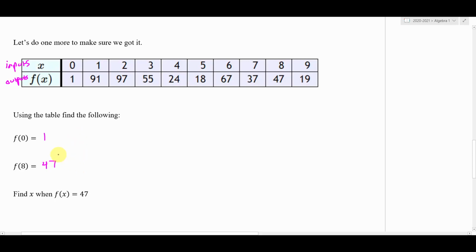All right, and then finally to finish this up, this last one, again, they did not give us an input, they gave us an output, and they're telling us that the output is 47, so I'm going to go to my output, all my outputs here, and I'm going to find 47 and go back to my corresponding input, which is 8. So when f of x equals 47, x equals 8.